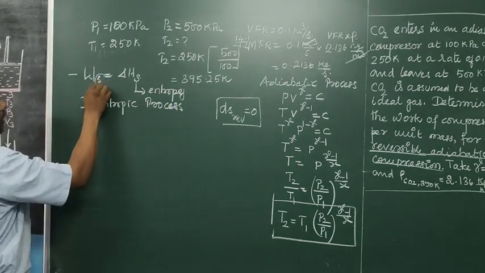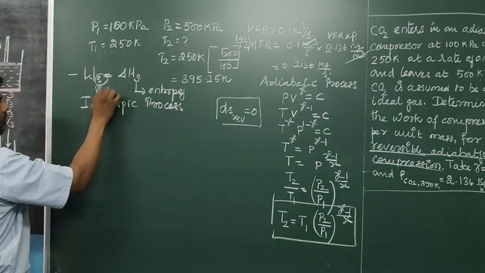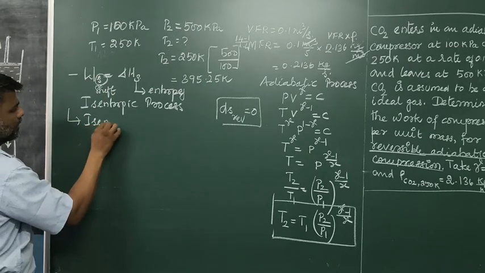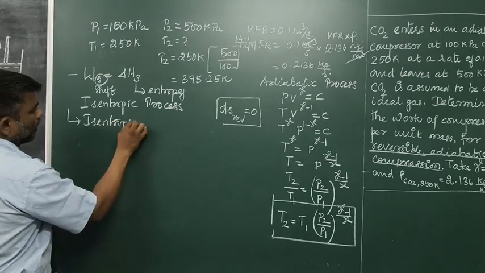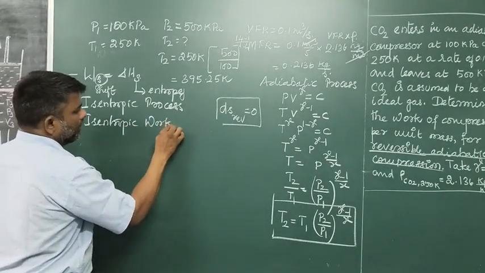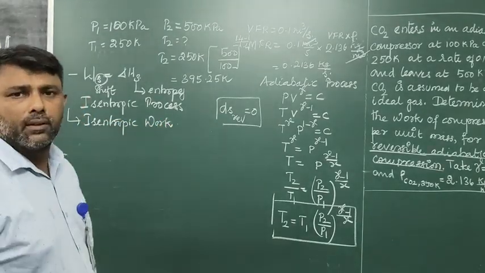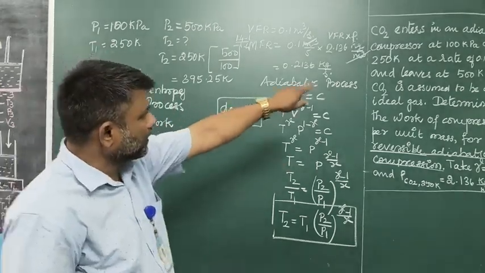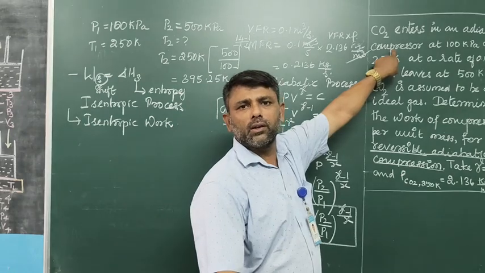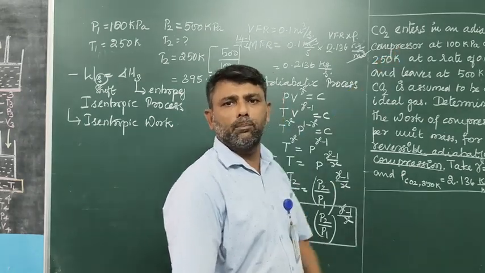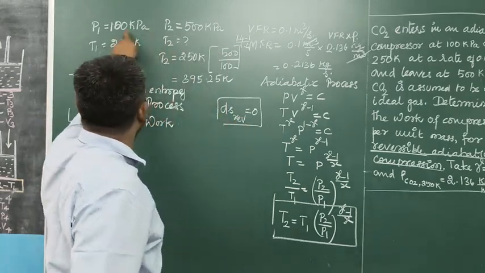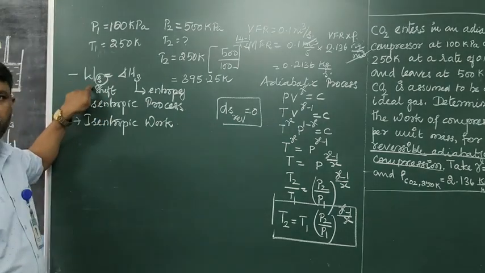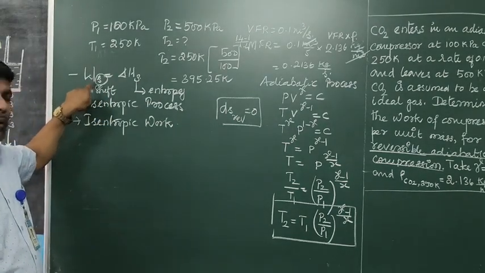This is shaft work. S stands for shaft work. This shaft work is called isentropic work. Isentropic work means the minimum amount of work required for the compressor to compress carbon dioxide from 100 kilopascal to 500 kilopascal. Hence, this shaft work is called isentropic work.